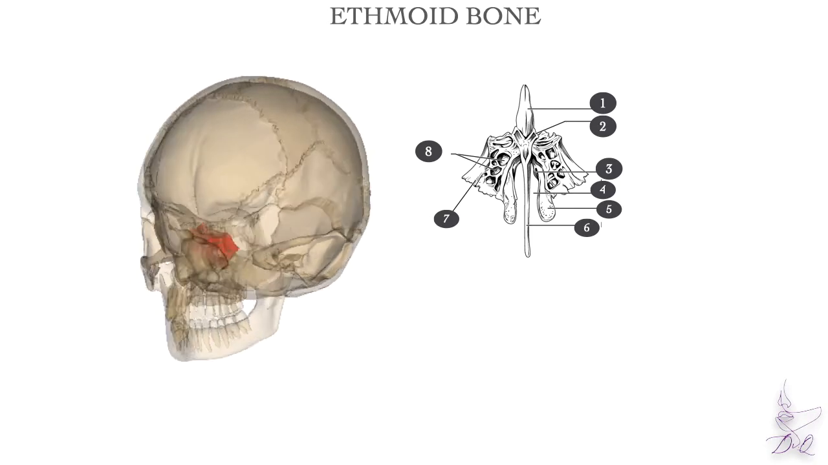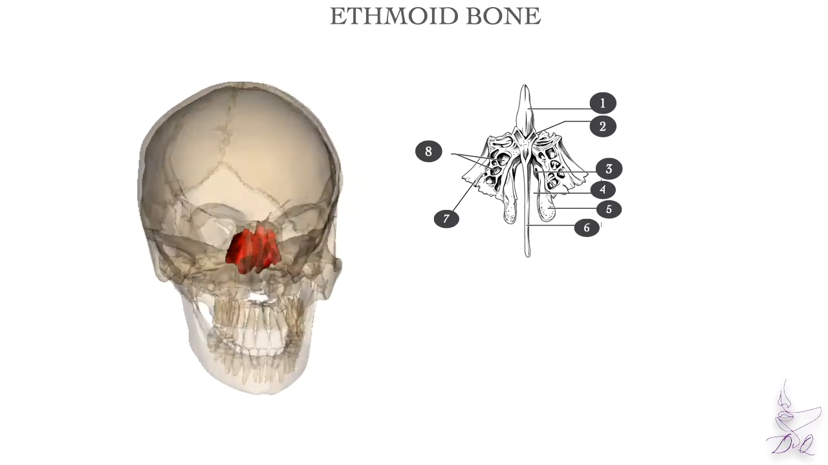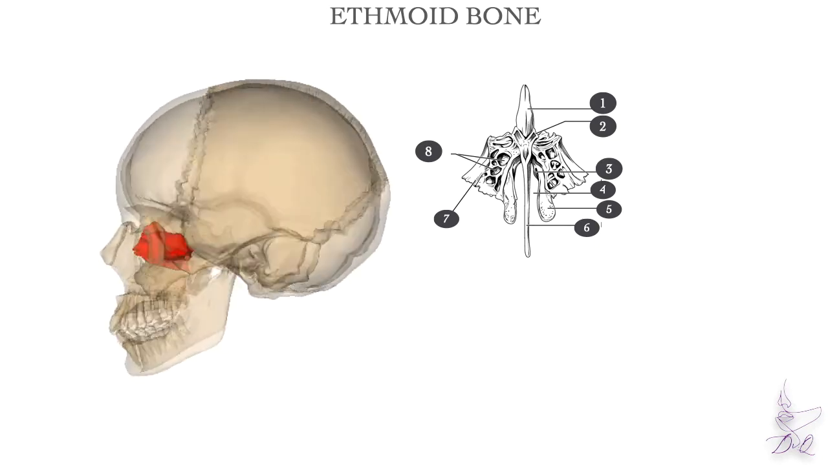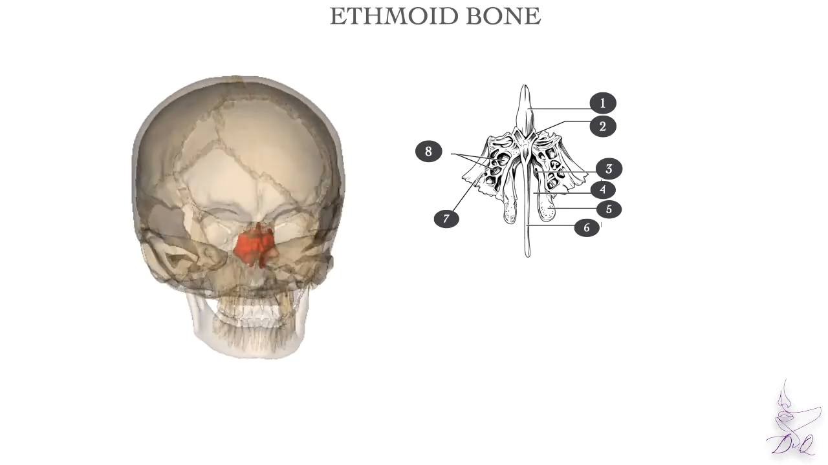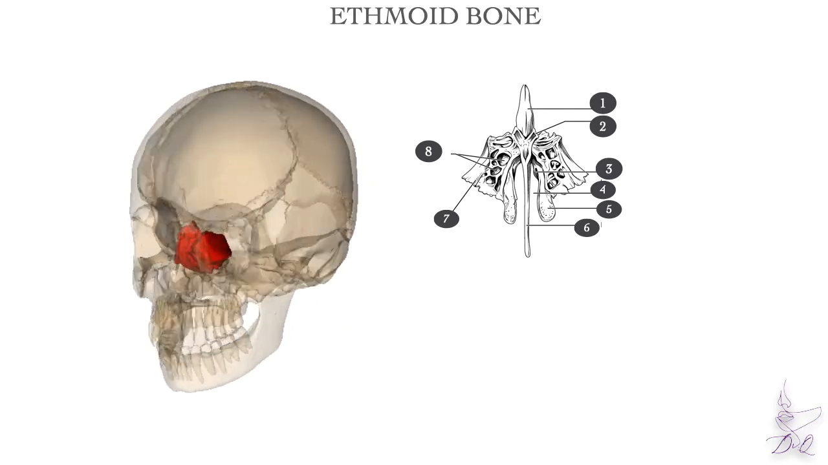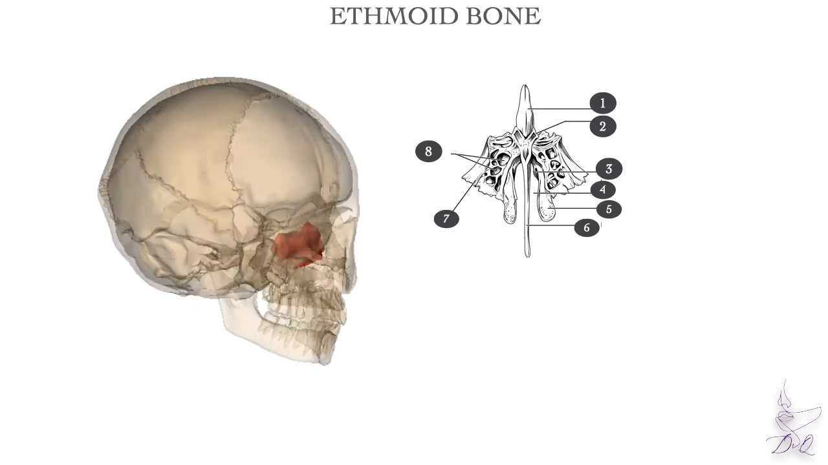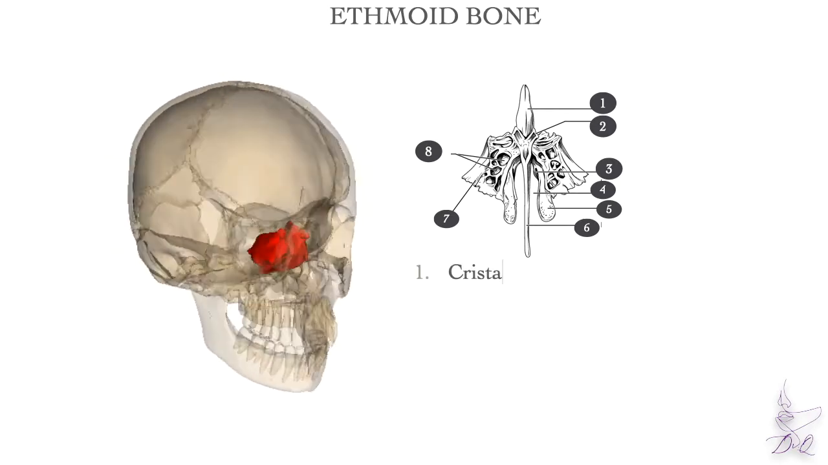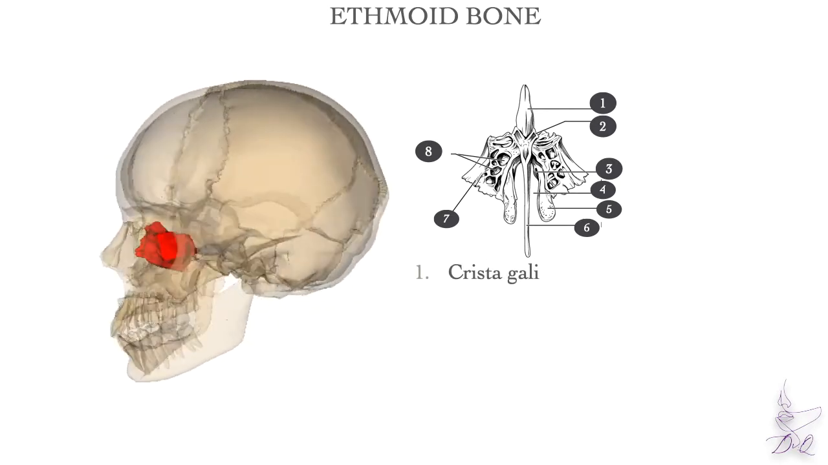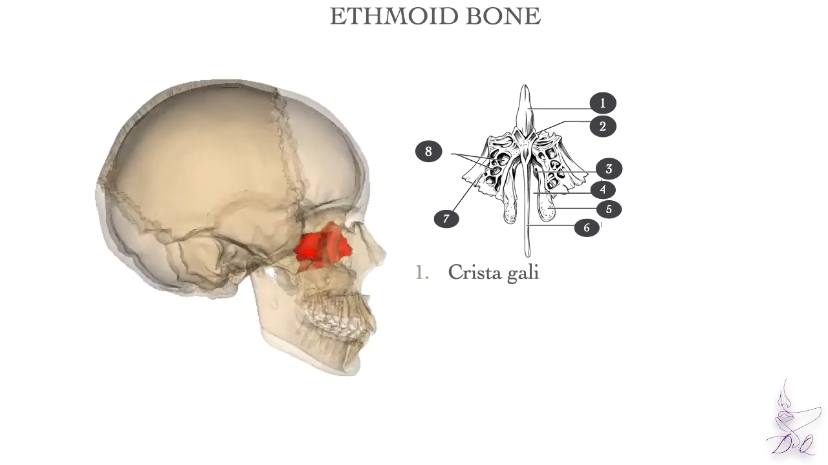The ethmoid bone. The ethmoid bone forms the midfacial region of the skull. The cribriform plate lies within the ethmoidal notch of the frontal bone and forms the roof of the nasal cavity. As the name suggests, it comprises numerous openings through which the olfactory fibers from the nasal cavity pass through to the anterior cranial fossa. The falx cerebri is attached to the crista galli.